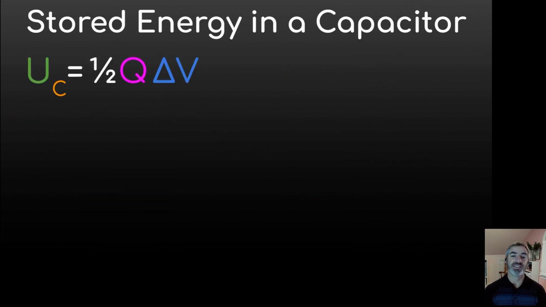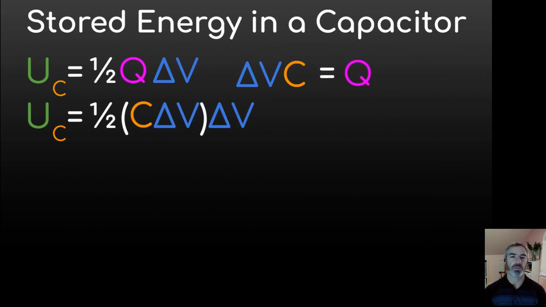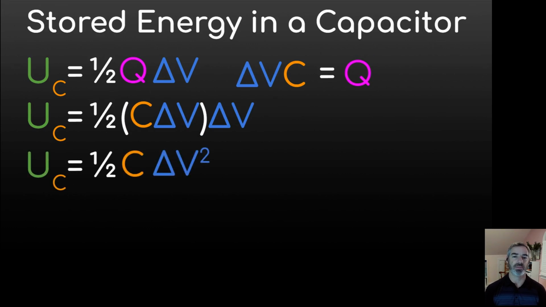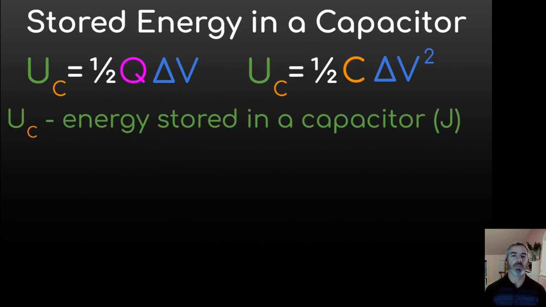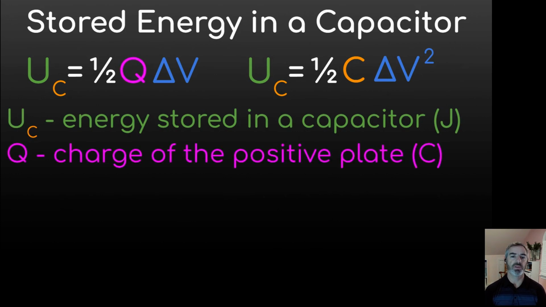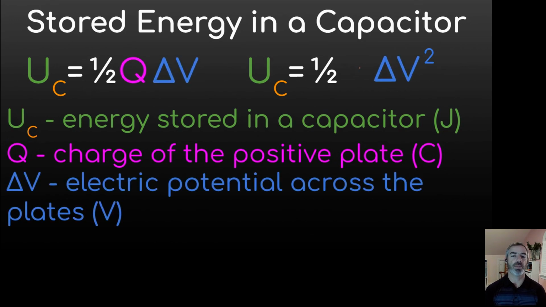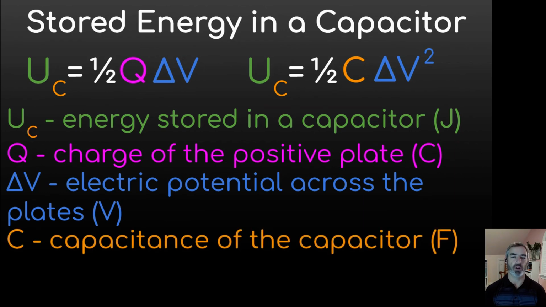Now we also know that C is equal to Q divided by delta V. So rearranging that equation, Q is equal to delta V times C. We can substitute that in for charge in our electric potential energy equation and simplify it, and that gives us another equation of 1/2 the capacitance times the potential difference squared. So we don't even need to know the value of the positive charge on the plate. So U_C is the energy stored in the capacitor, that's measured in joules. Q we know is the charge of the positive plate, measured in coulombs. Delta V in both equations is the electric potential across the plates, and C is the capacitance of the capacitor, and that's measured in farads.